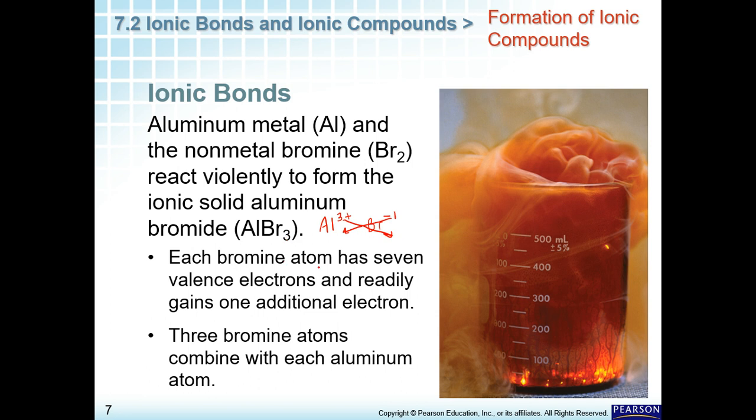Each bromine has 7 valence electrons, so each one, since I have 3 of them, is going to take 1 from aluminum. The other one's going to take the second one from aluminum, and the last bromine is going to take the third electron from aluminum. So that way they balance out. 3 bromine atoms will always combine with each aluminum atom.